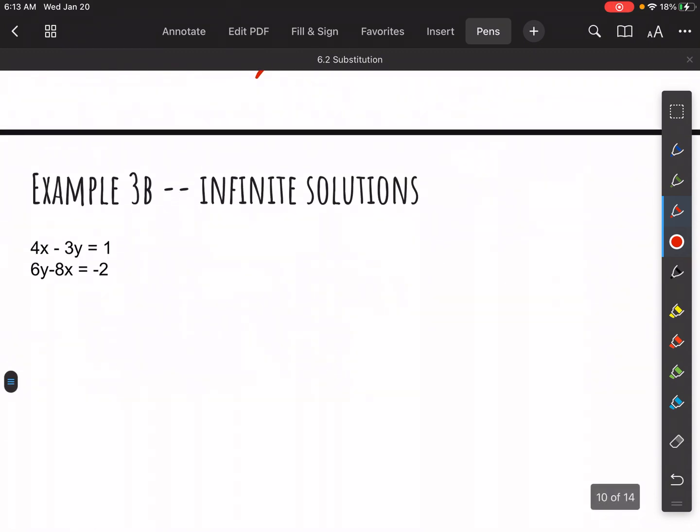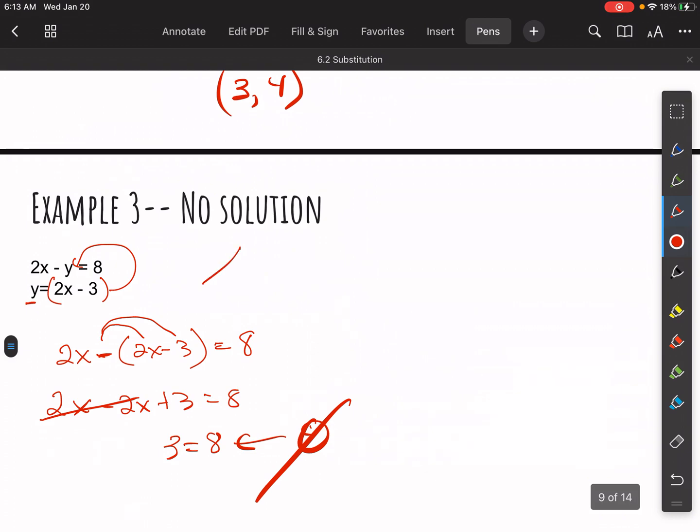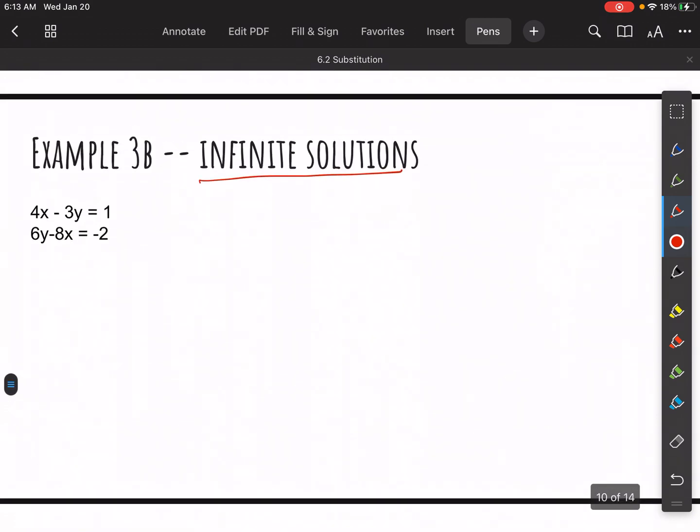And then for 3b, we could have one that has infinite solutions. Remember for this one, by the way, when you graph these, no solution would be a parallel set of lines. For infinite solutions, it'll be the same line on top of itself. Let's take a look at this one. For this one, we need to solve for y first. That's kind of the steps for substitution.